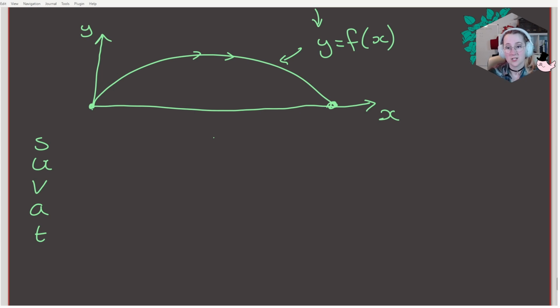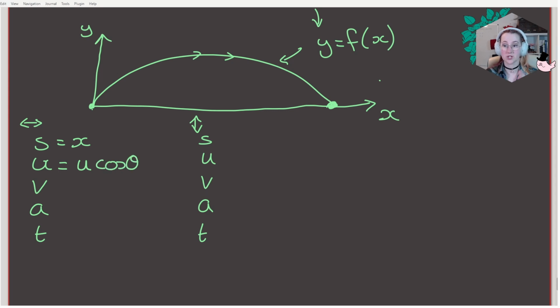Okay, and then we need to do these in the horizontal, and we need to do them in the vertical as well. It would help if I actually wrote my U's the way I'm supposed to. Because remember, they're separate. So we don't really know much about S. Our S is our X in the horizontal, because we go some distance X across. Our U is then U cos theta.